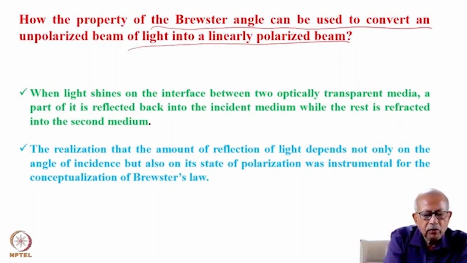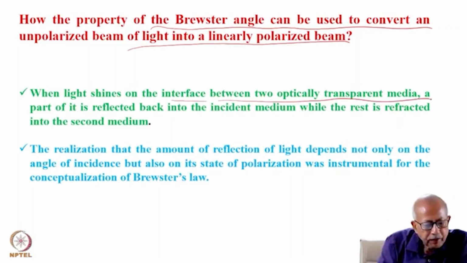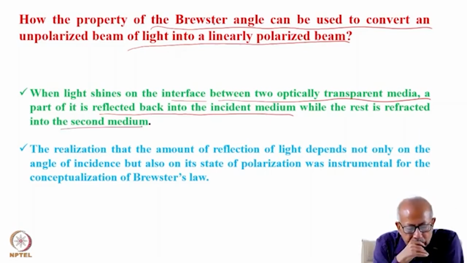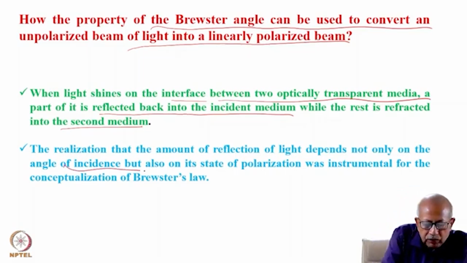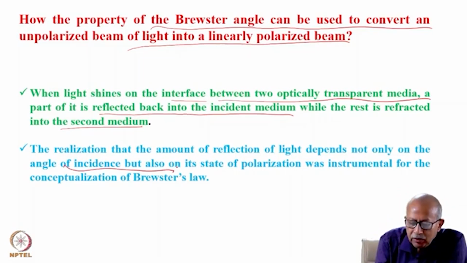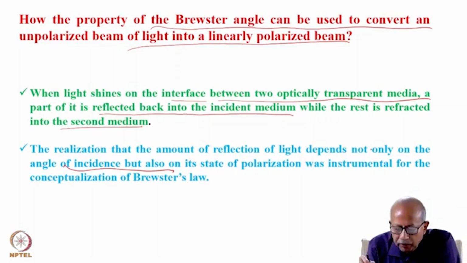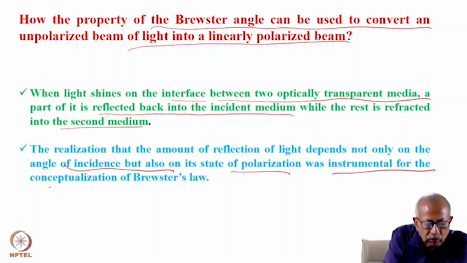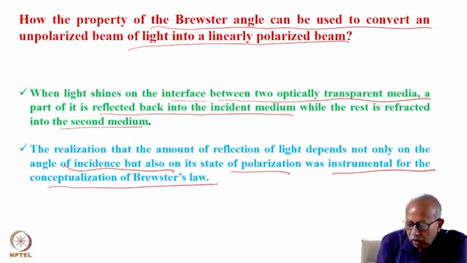We now know that when light shines on the interface between two optically transparent media, part of the light is reflected back into the incident medium, while the rest is refracted into the second medium. It was only known that the amount of reflection of light depends on the angle of incidence. But the realization that the reflection of light depends also on the state of polarization was instrumental for the conceptualization of Brewster's law.